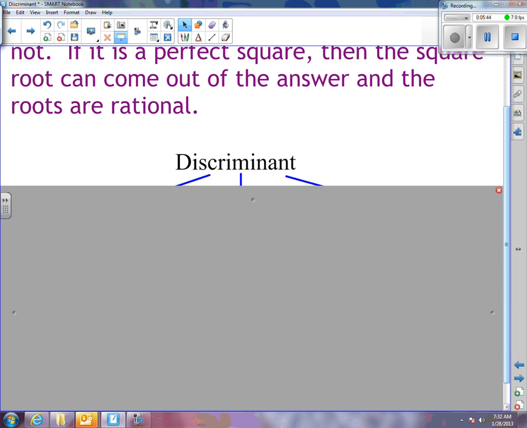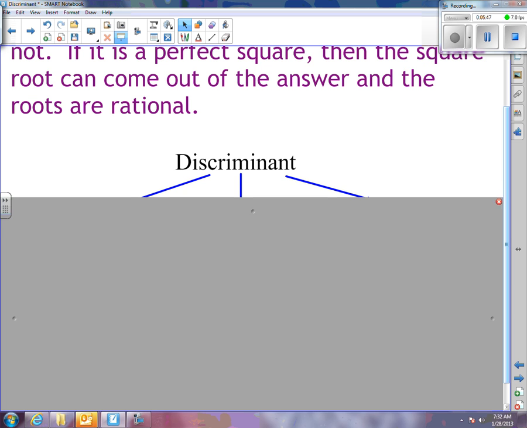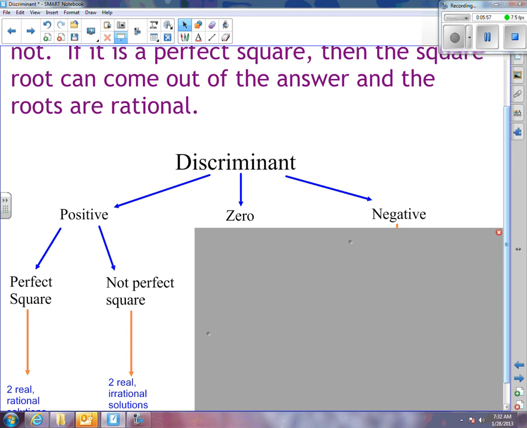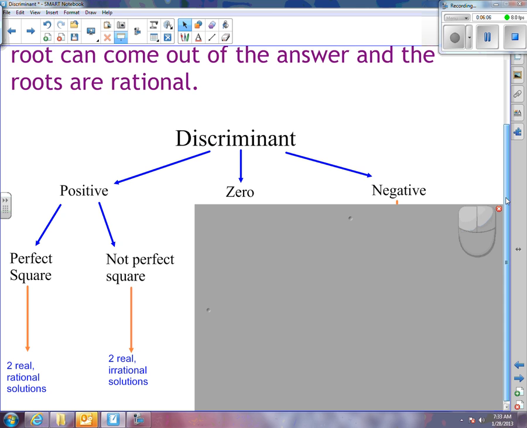So if you look, please write this down, you have your discriminant, and three things could happen with your discriminant. It could be positive, it could be 0, or it could be negative. If it's positive, then two things could happen there. It could either be a perfect square or not a perfect square. If it's a perfect square, then you have two real rational solutions, meaning that your answers are going to be 3/4 and -1/2 or something like that. Or if your answer is not a perfect square, you're going to have two real but irrational solutions, meaning your answer will be 2 plus or minus the square root of 17 over 6, something that has a square root left in the answer.